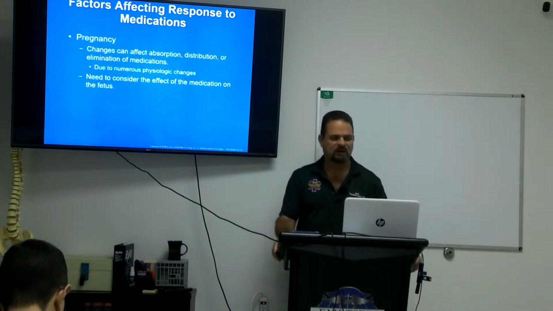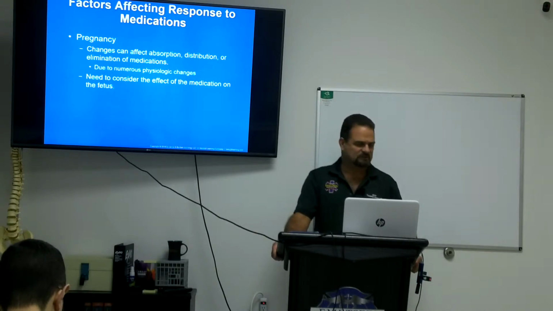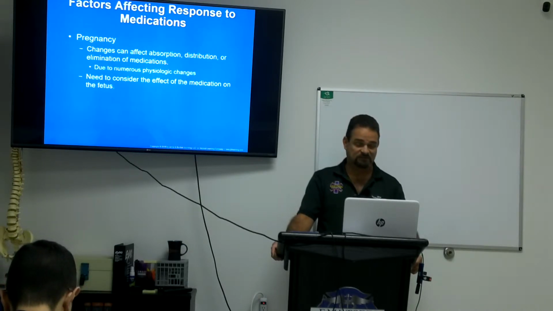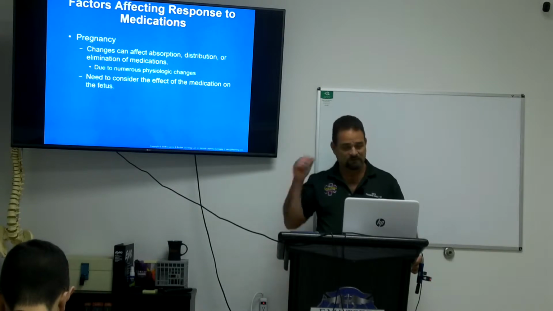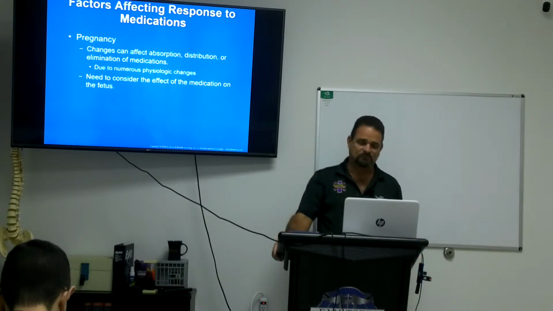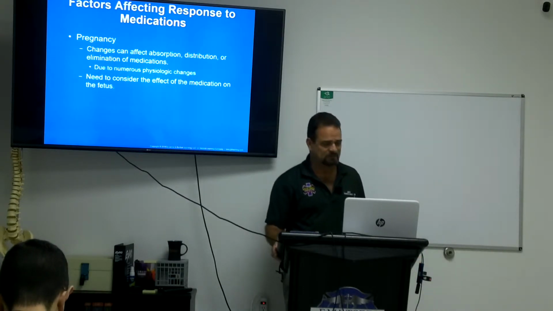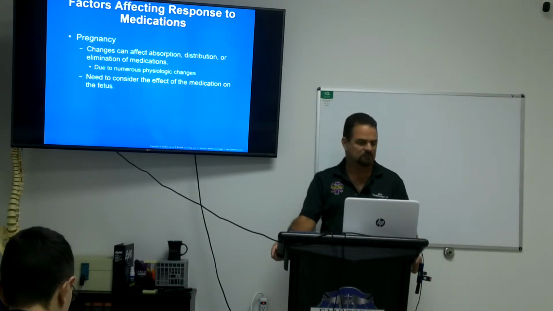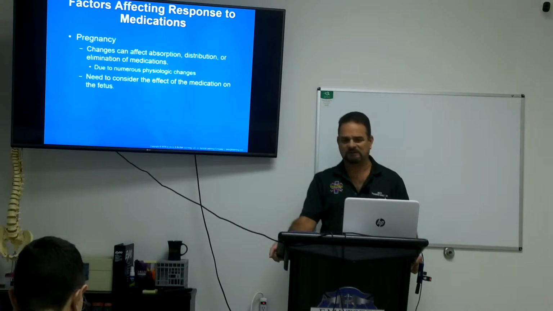Another factor is pregnancy. Many changes take place in the body during this time. Cardiac output and intravascular volume increase dramatically. Hematocrit decreases, respiratory tidal volume and minute volume increase. Inspiratory and expiratory reserve volumes decrease. Gastrointestinal motility decreases. Renal blood flow and urinary elimination increase. And the majority of endocrine glands undergo some degree of change. Each of these changes affects absorption, distribution, and/or elimination of medications.